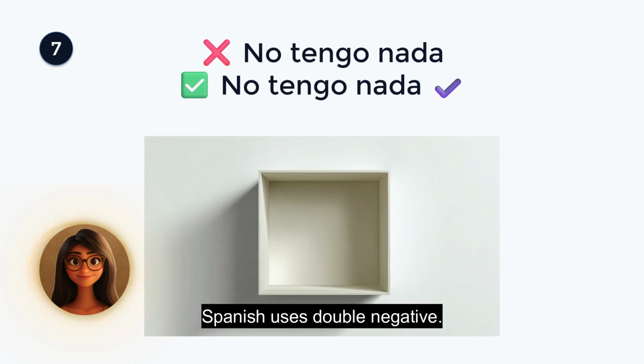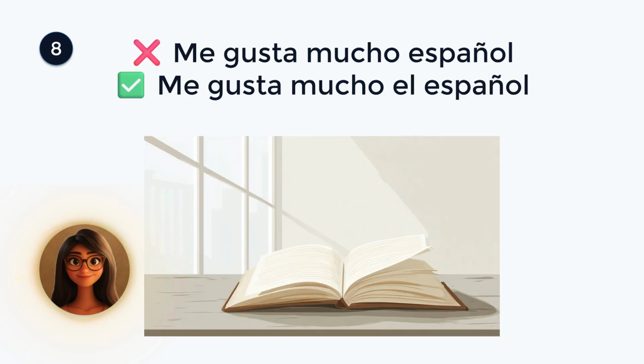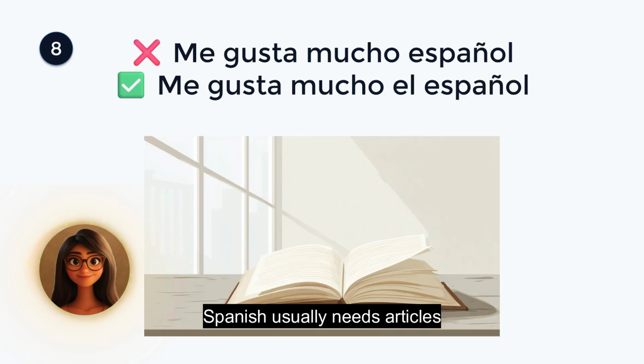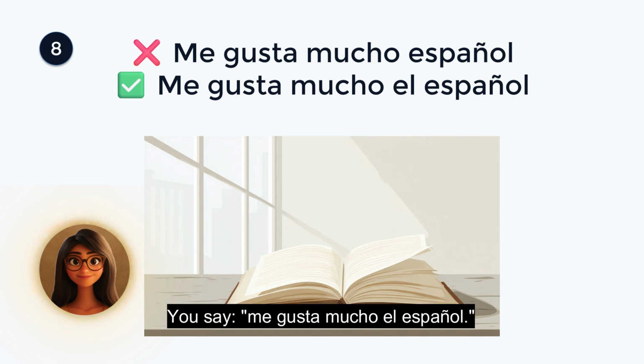Spanish uses double negatives. This is correct, not a mistake. You say no tengo nada. Spanish usually needs articles. English often skips them. You say me gusta mucho el español.